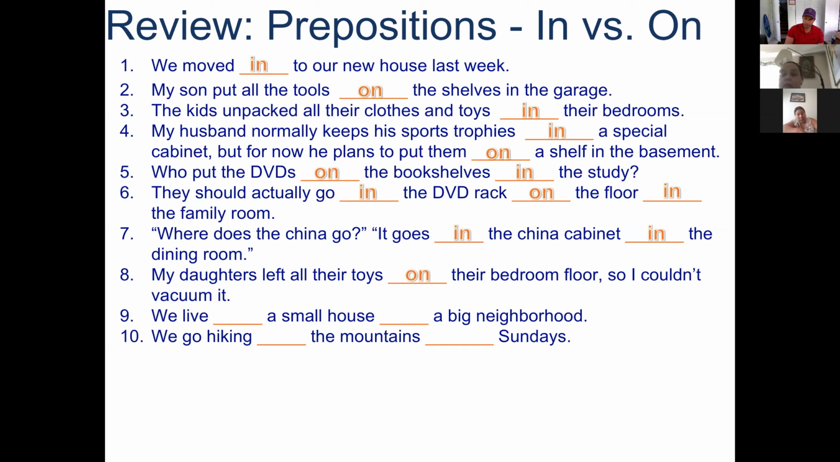We live in a small house in a big neighborhood. We go hiking in the mountains on Sundays.